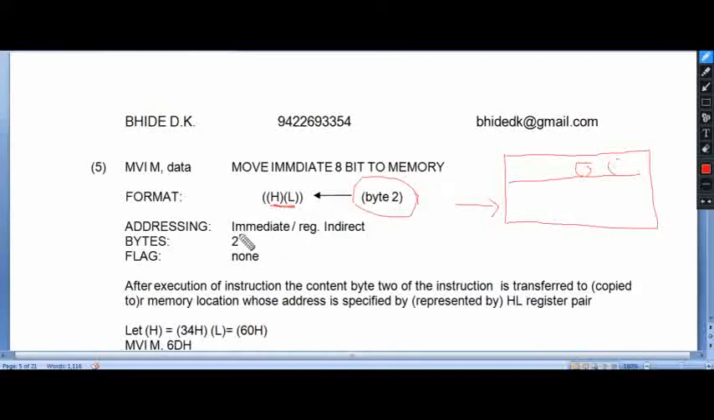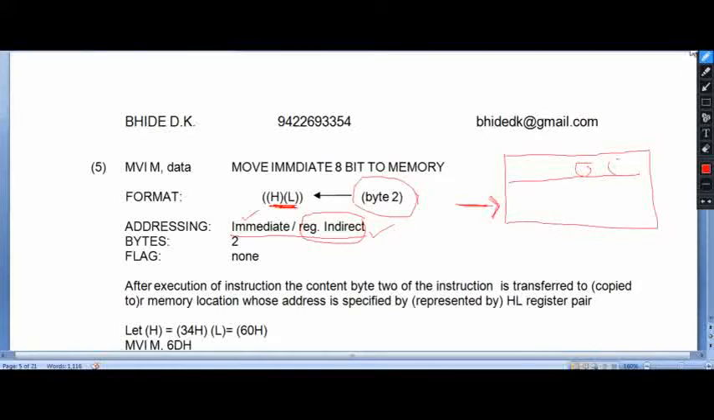This is the only instruction from the 8085 microprocessor which has two different types of addressing mode. Why does it have two different types of addressing mode? Because here byte 2 represents the data, therefore it is immediate addressing mode, and the HL register pair represents the memory. Whenever a register pair represents the memory, it is called register indirect addressing mode. So byte 2 represents the data, the number, therefore immediate addressing mode, and the HL register pair represents the memory, therefore register indirect addressing mode.